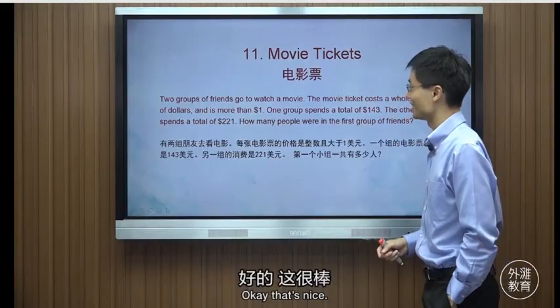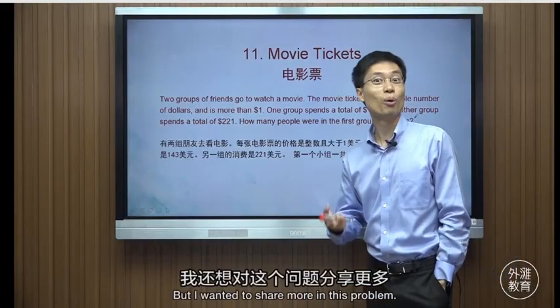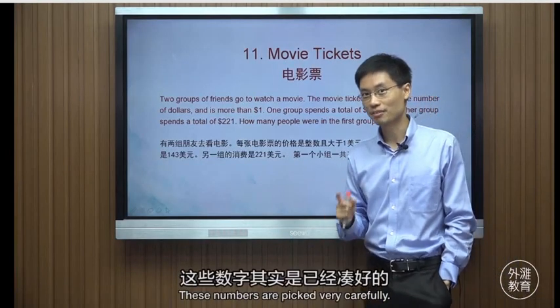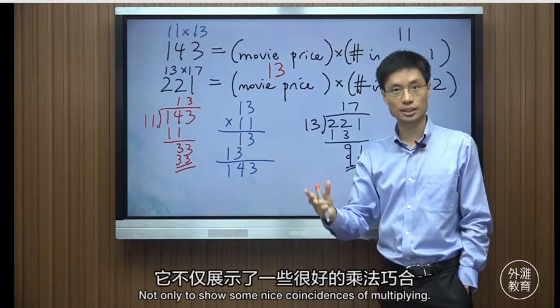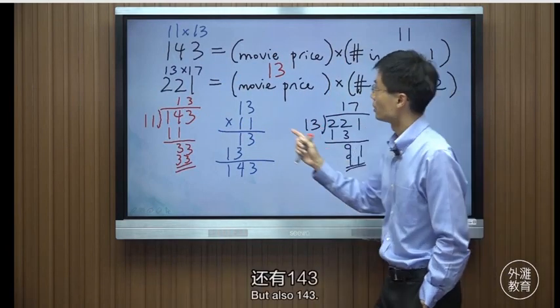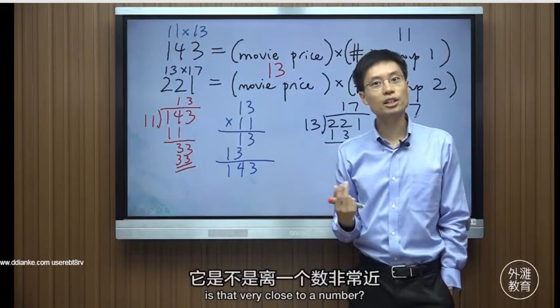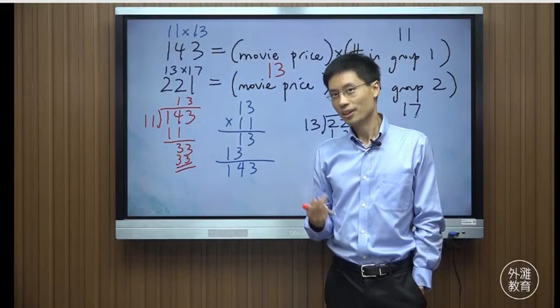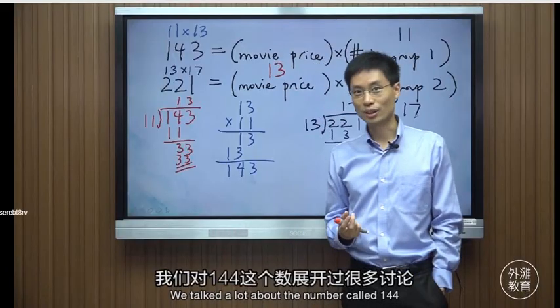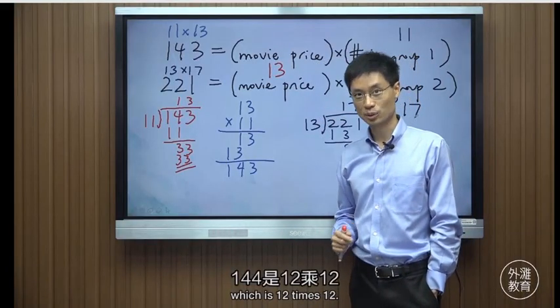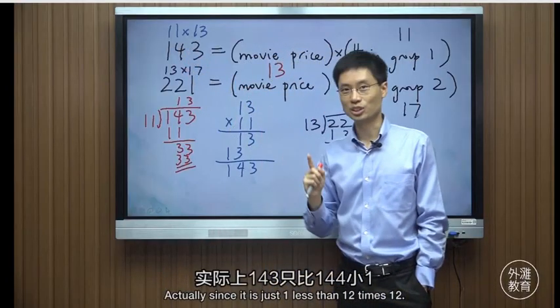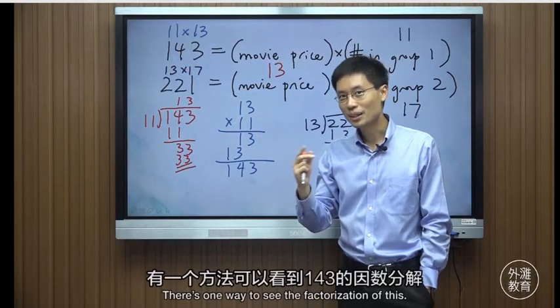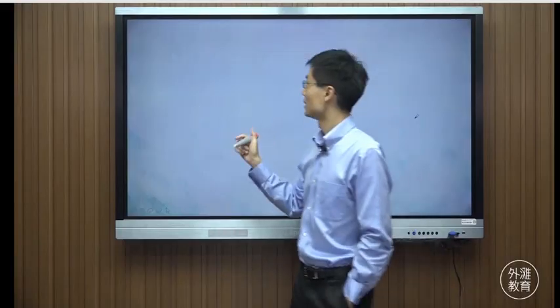Okay, that's nice. But I wanted to share more in this problem. These numbers are picked very carefully, not only to show some nice coincidences in multiplying, but also 143. Is that very close to a number? We talked a lot about a number called 144, which was 12 times 12. Actually, since it is just 1 less than 12 times 12, there's one way to see the factorization of this.